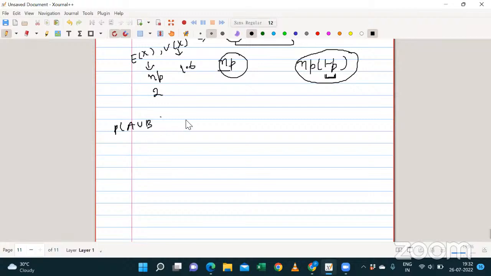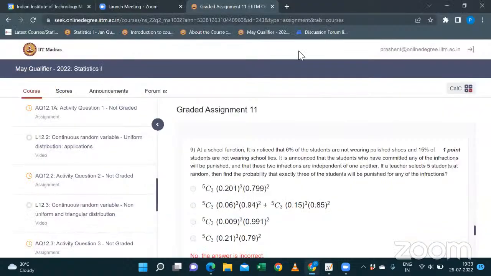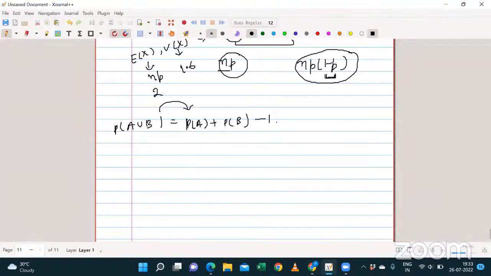A union B, right? So you have done it like this. We need to calculate the intersection value as well. Yes, intersection. Oh, I missed this part. In the question, it is also given that the two infractions are independent of each other. So you can multiply these values and calculate. Okay, now I understand.